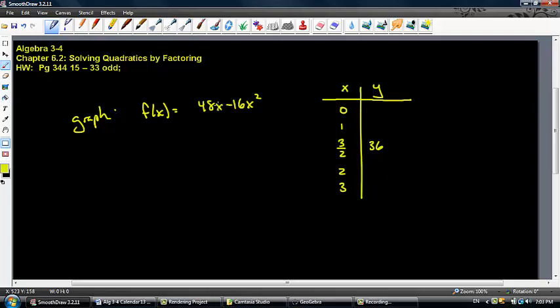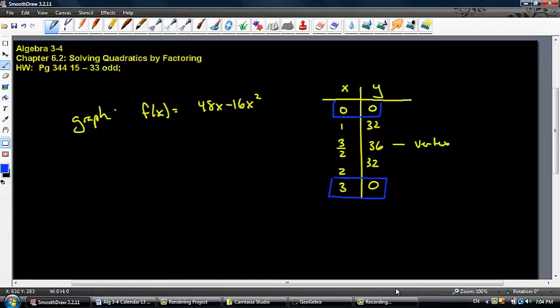If I pump in 0 into here, I get 0 times 48, which is 0, minus 16 times 0, which is 0. Now the good thing about a parabola is that from its vertex, it is symmetrical. So if 0 appears two spaces in front, it's going to appear two spaces behind. If I pump in a 1, I get 48 minus 16, which is 32, and it's going to also appear here.